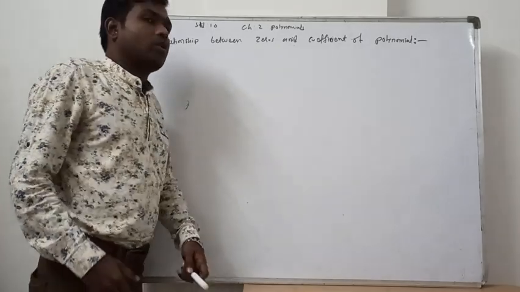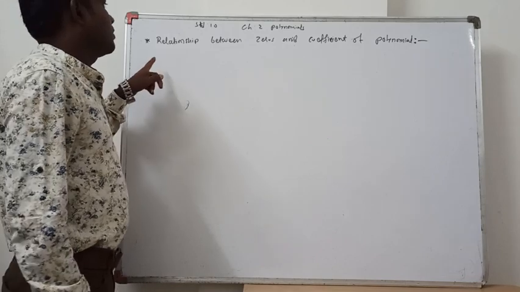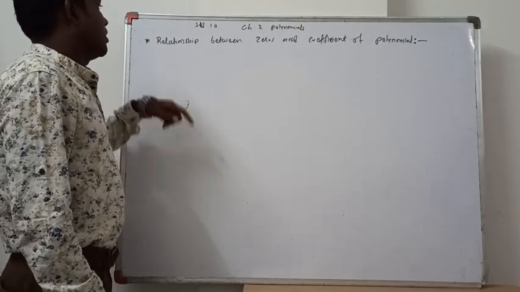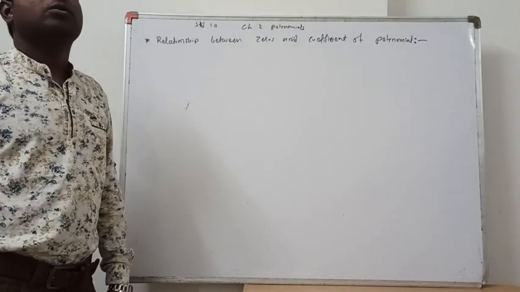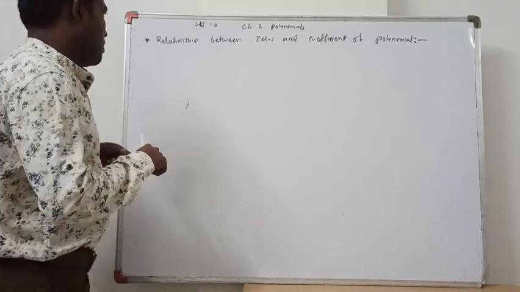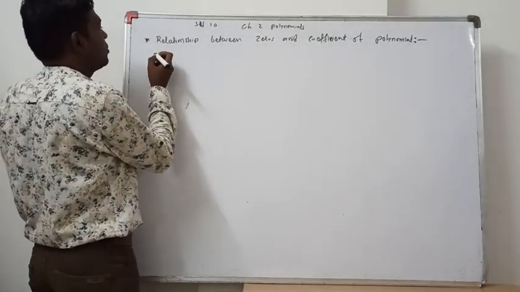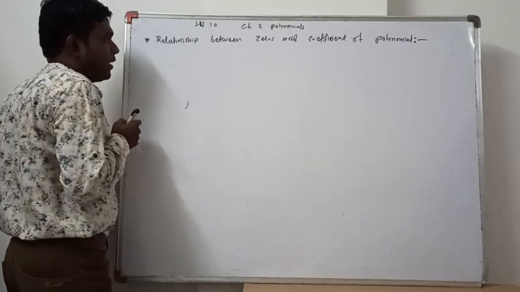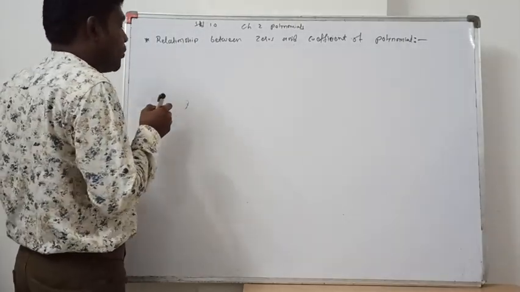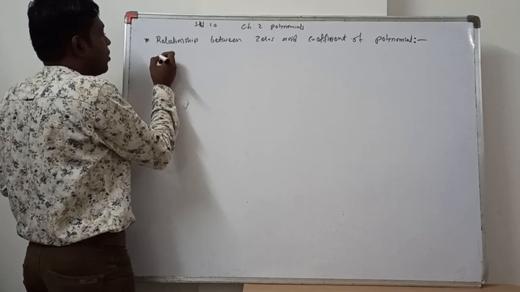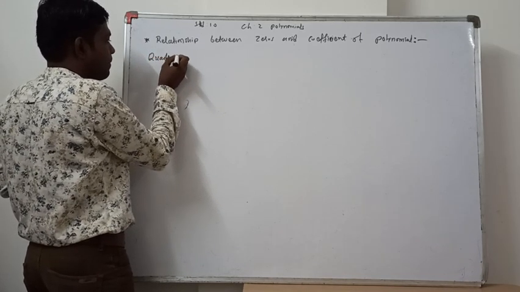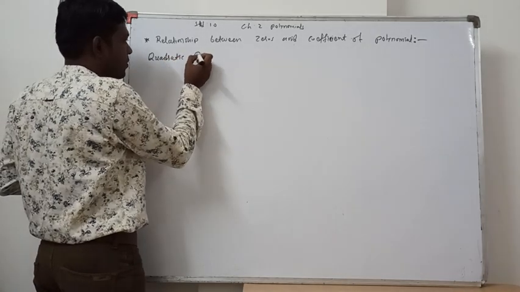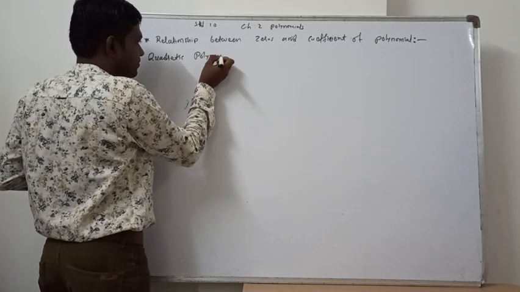Hello students, in chapter 2, today we start the relationship between zeros and coefficients of what? Polynomials, right? Over here, we have to find the relationship between zeros and coefficients of a polynomial. For that, we have to take a quadratic polynomial. Which polynomial? Quadratic polynomial.